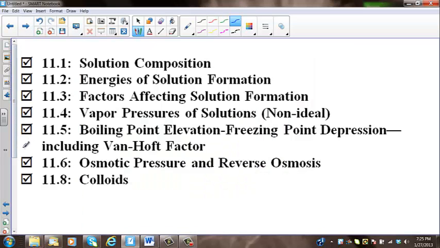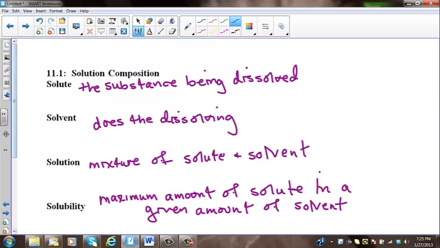In sections 11.1 through 11.4, we will cover solution composition, energies of solution formation, factors affecting solution formation, and vapor pressures of solutions. First, let's review some 4 basic vocabulary terms.